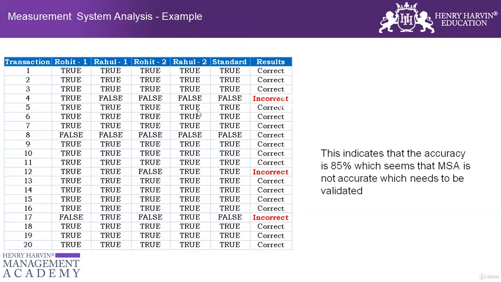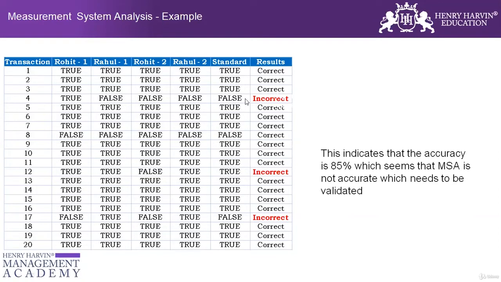So in this particular case, when we want to do a measurement system analysis for discrete data, for attribute agreement analysis, we have to enter repeatability as well as reproducibility. And you see there is a standard also. So we have taken the information from the standard as well, and the standard has also given its rating.